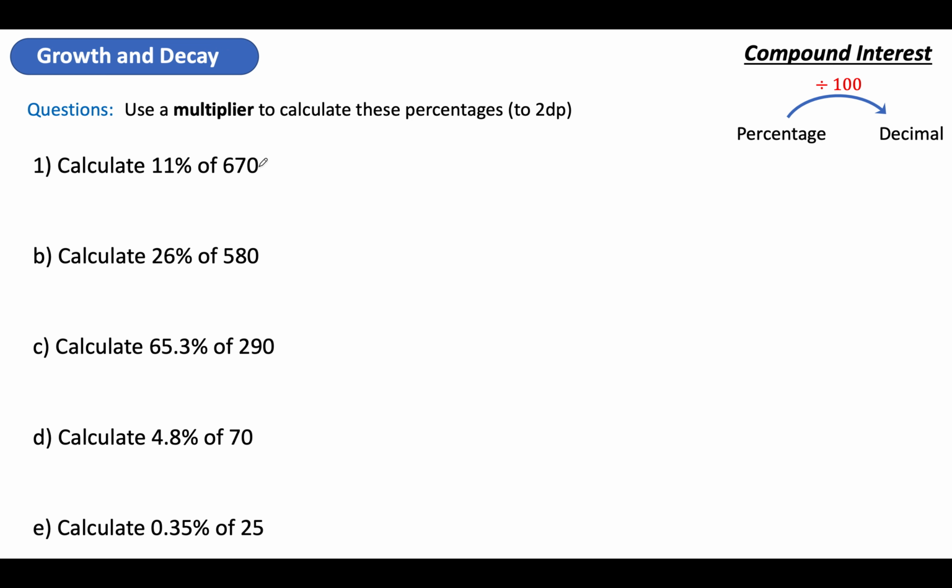Okay, we've unpaused. So what calculation would you need to do here? You'd need to do 0.11 times by 670. And I'm going to type that in my calculator, and it's 73.7. So we don't need two decimal places on that one. 26%, we would do 0.26 times by 580. And that gives you the answer of 150.8.